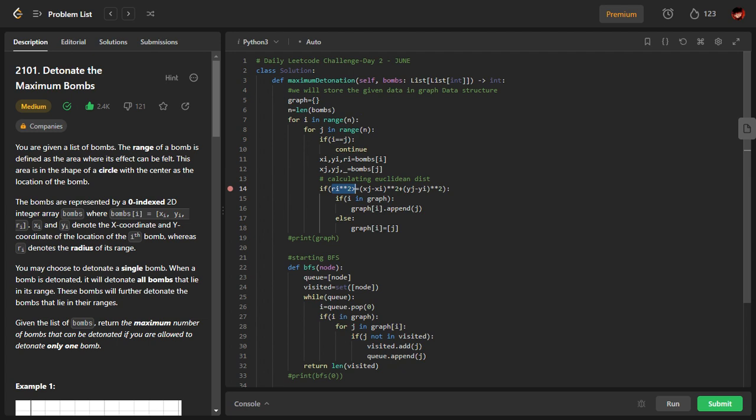If this whole condition is true, that means the distance between the centers of the two bombs is less than the blast radius of the first bomb. Then that means the jth bomb will explode if I explode the ith bomb. That is the basic idea.